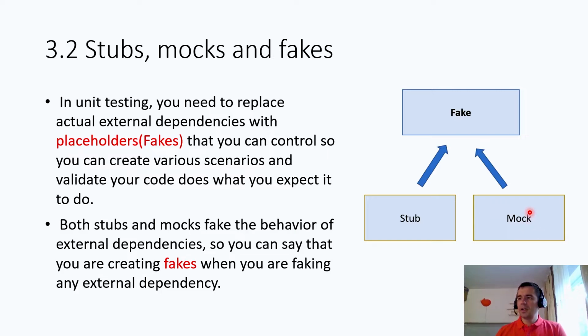Now we'll see what the difference is between stubs and mocks. Basically these are both fakes. In unit testing, you replace an actual external dependency with placeholder fakes, so you can control various scenarios and validate your code does what you expect it to do. Both stubs and mocks fake the behavior of an external dependency, so you can say that you are creating fakes when you are faking an external dependency.